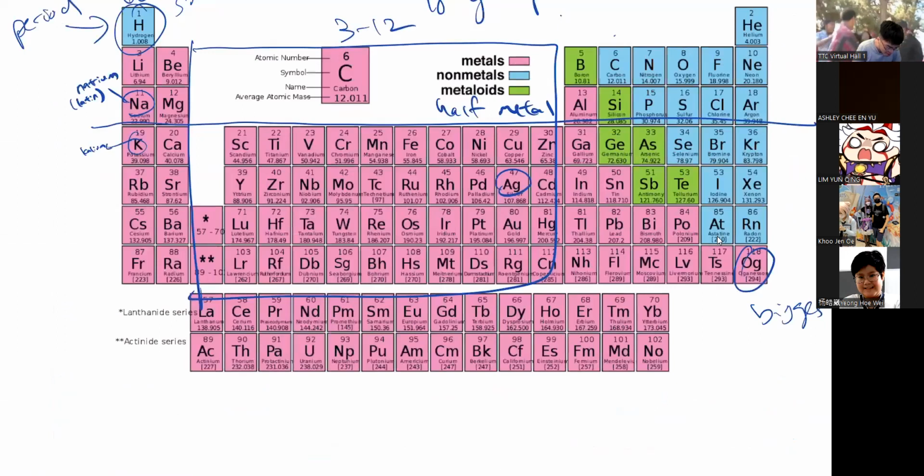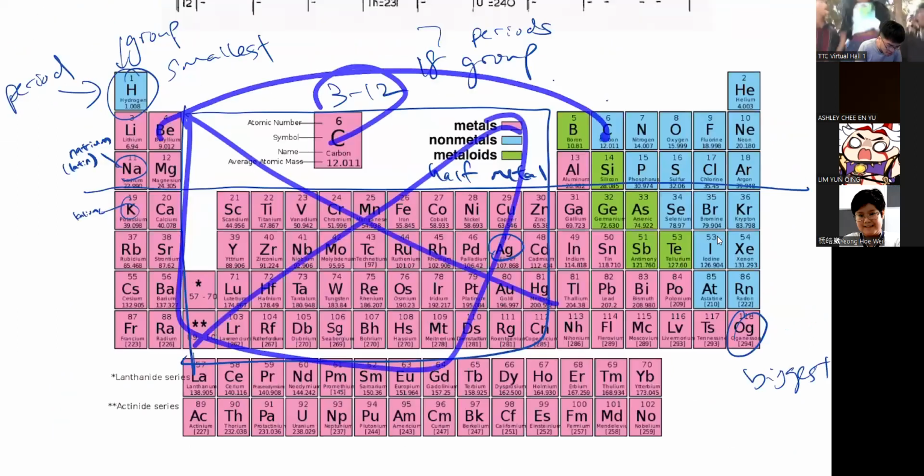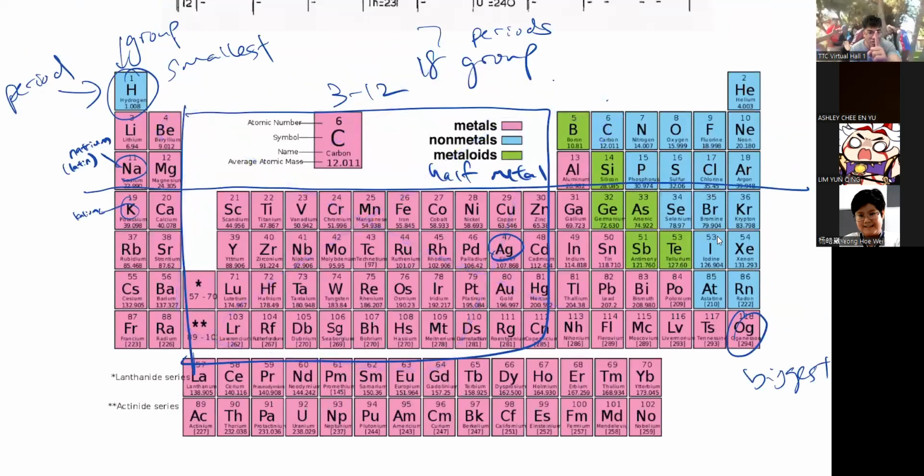3 to 12 we don't look at it. 3到12我们是直接跳过的。That means if I have 1 outermost electron, 最外面有一粒, that means I'm group 1. If I have 2, group 2. If I have 3, group 13. I don't look at group 3. 我们直接跳, okay, group 13. If I have 4, 14. If I have 5, 15, 16, 17, 18. Groups 3 to 12, we will just jump over them.